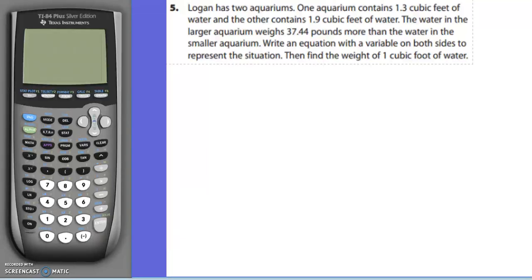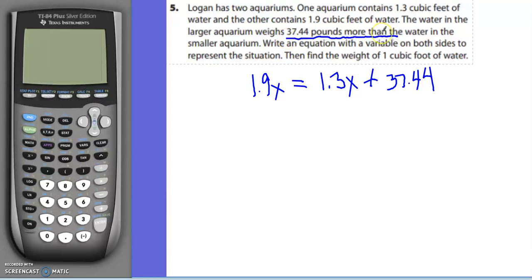Okay, so the large aquarium is going to represent 1 9/10 x. And then we have the small aquarium is 1.3 or 1 3/10 x plus an additional 37 4/400 because you want them to be equal. This one has 37 4/400 more than the smaller. So if you take this and this, it equals the large aquarium.